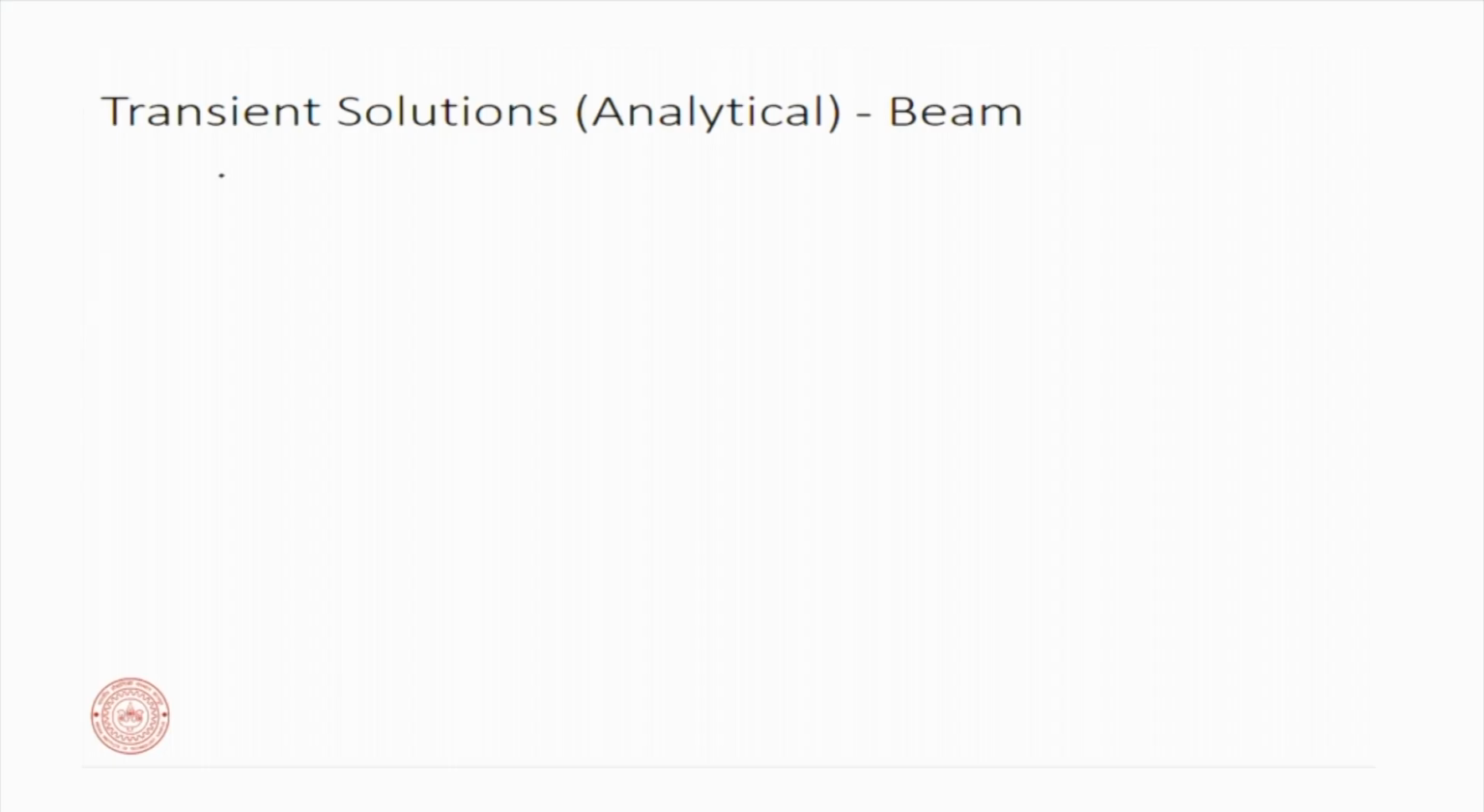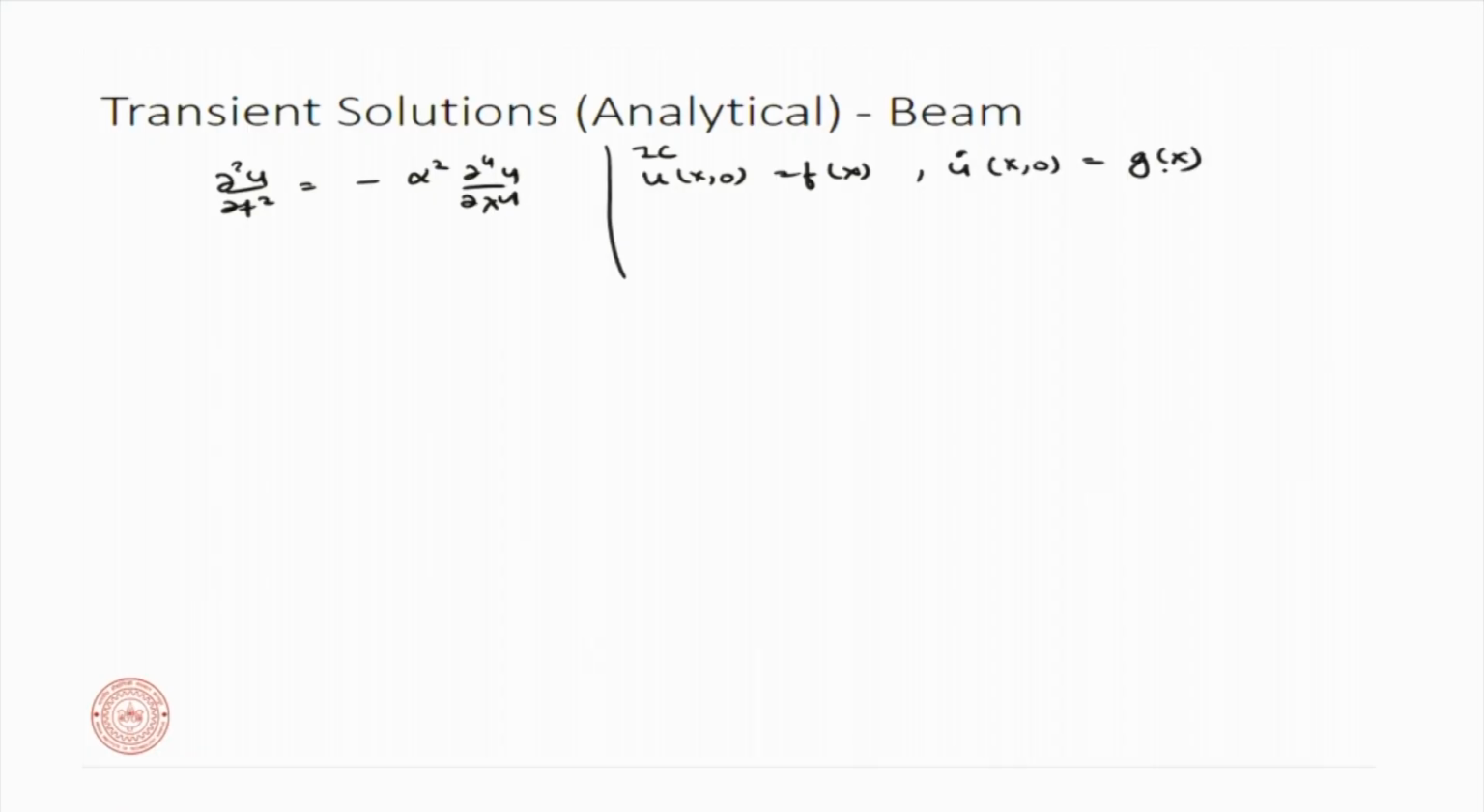So, for the beam case, you will have del square u by del t square equals to minus alpha square del 4 u by del x 4. Again, we are considering that there is no pretension. Our initial conditions will be that u of x comma 0 is some function f of x, and u dot of x comma 0 will be some function g of x.